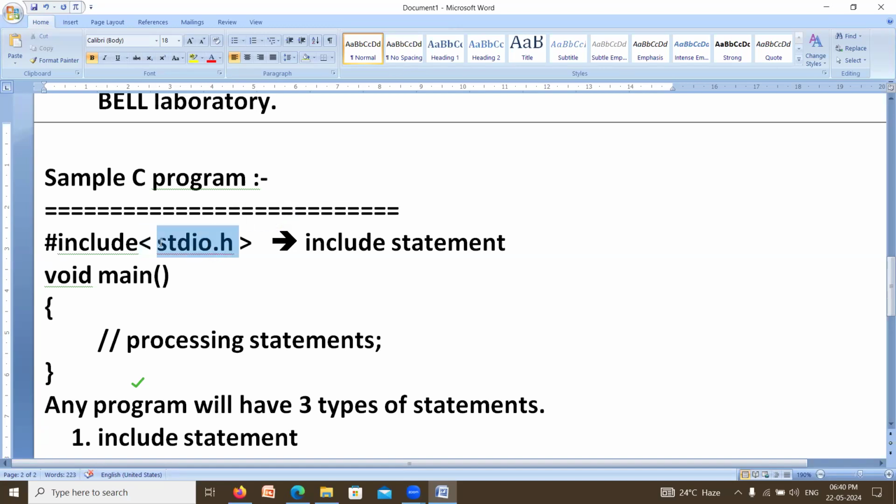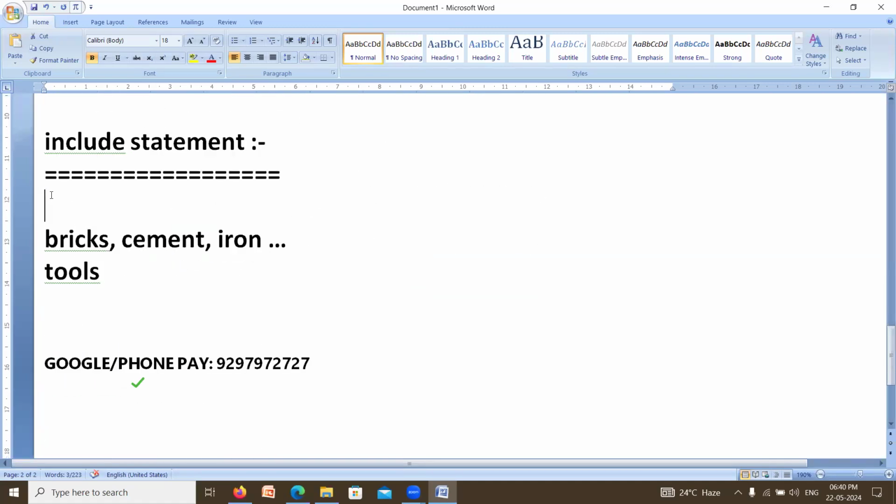What is there in that file? We need to copy it into our program by using this command, the #include command. So we need to write this line at the top. Why? Because we need to copy the content of this file before starting your program. So this line should be the first statement in any C program.